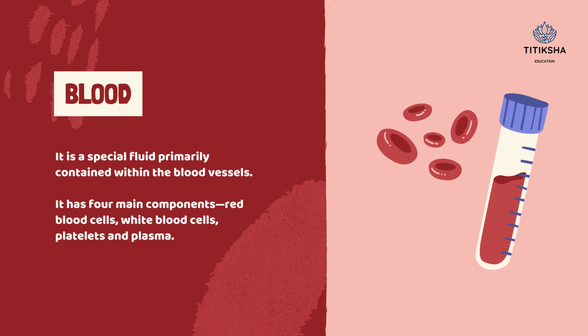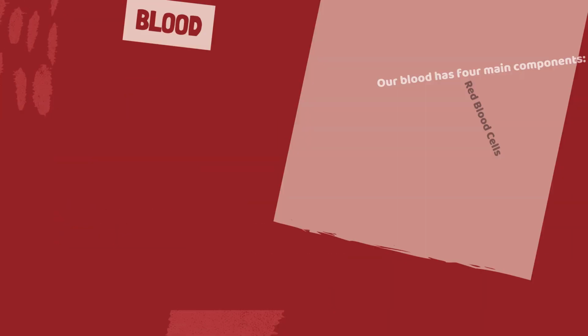Blood. It is a special fluid primarily contained within the blood vessels. It has 4 main components: red blood cells, white blood cells, platelets, and plasma.